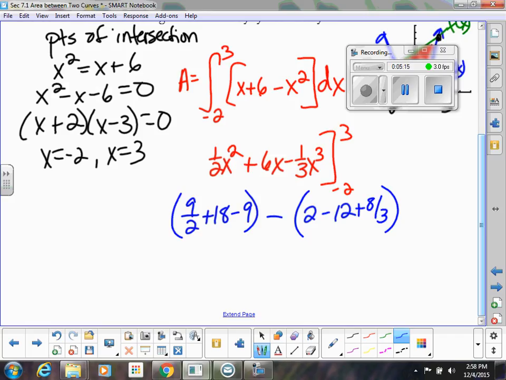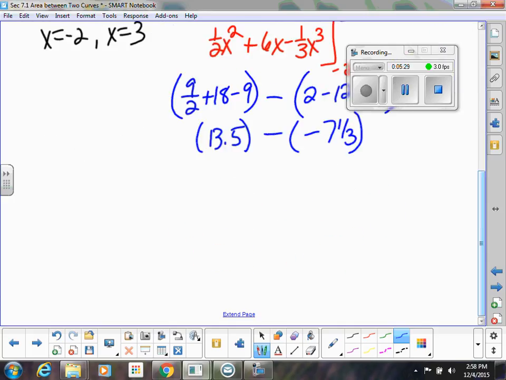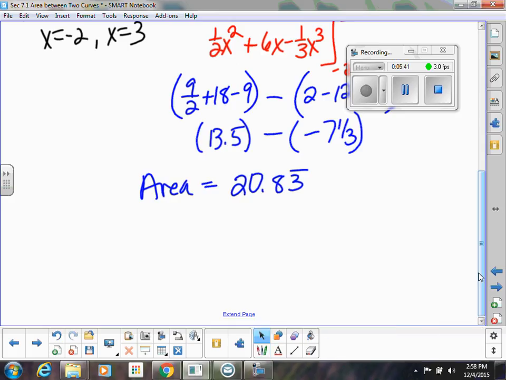Okay, so here I'm going to get 13.5 minus, this is going to be negative 7 1/3. So if you wanted to, you can just keep it that way, or if you wanted to do a decimal, 20.83 repeating. Okay, that's the area. So our area is equal to this. Okay, so that's finding the area bounded by 2 curves.